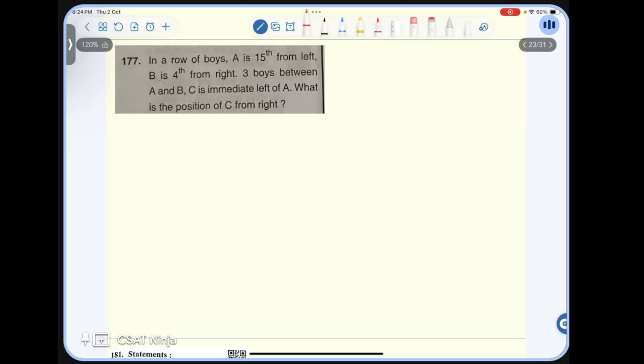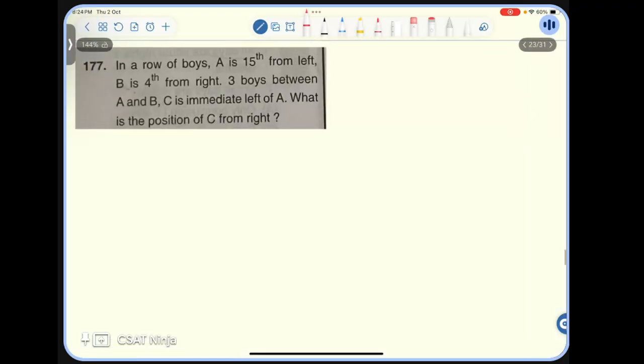This is order and ranking. Let's give it a try. In a row of boys, A is 15th from the left end and P is 4th from the right end. B is between A and P. C is immediate left of A. What is the position of? If the question doesn't mention anything about looking left, looking right, or anything, you just assume that all of them are looking to the north, okay? So I'll start like this.